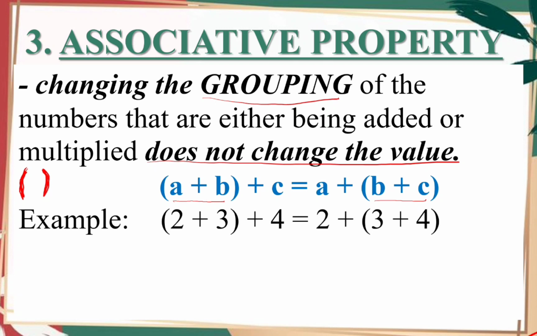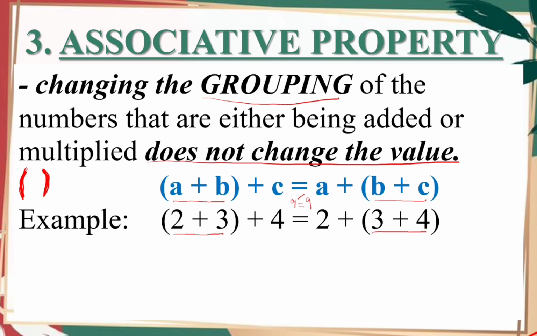So, in addition, for example, we have here the quantity of 2 plus 3 plus 4. So, at una natin sasagutin ay yung nasa loob muna ng parenthesis. So, 2 plus 3, that will give us 5 plus 4, that is 9. So, tingnan natin kung magiging same yung sagot natin dito sa kabila kapag binago natin yung groupings ng mga numbers. So, we have 2 plus the quantity of 3 plus 4. So, again, unahin nating sagutan yung nasa loob ng parentheses. 3 plus 4, that will give us 7. Plus 2, that will give us 9. So, ang sagot ay same.